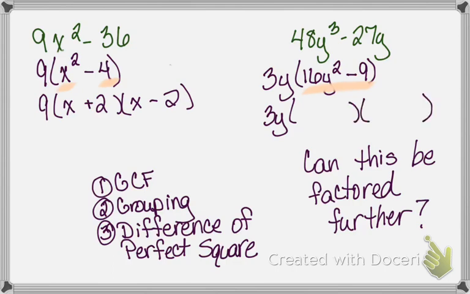So, what is the perfect square of 16y squared? 4y. So I have the perfect square of 16. The square root of 16 is 4. The square root of y squared is y. What's the square root of 9? Okay? One of them has to be plus, one of them has to be minus.